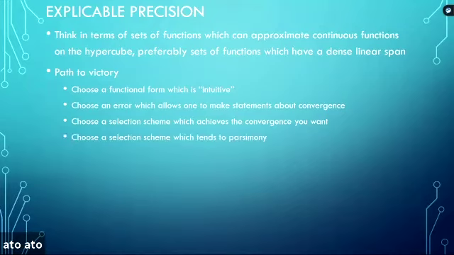Choose a selection scheme which tends to parsimony. So parsimony, you can actually speak about that objectively. Model opacity is a subjective judgment. Parsimony is not. Parsimony is how many parameters are you estimating for your model? So let me give you an example.